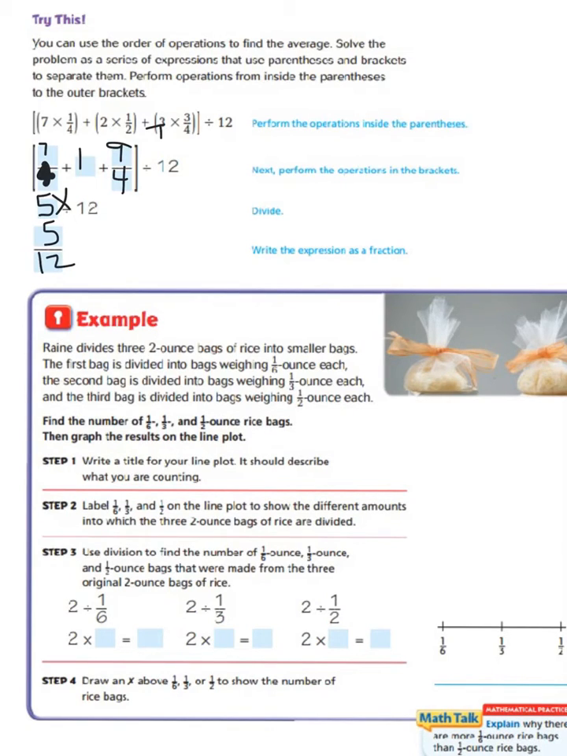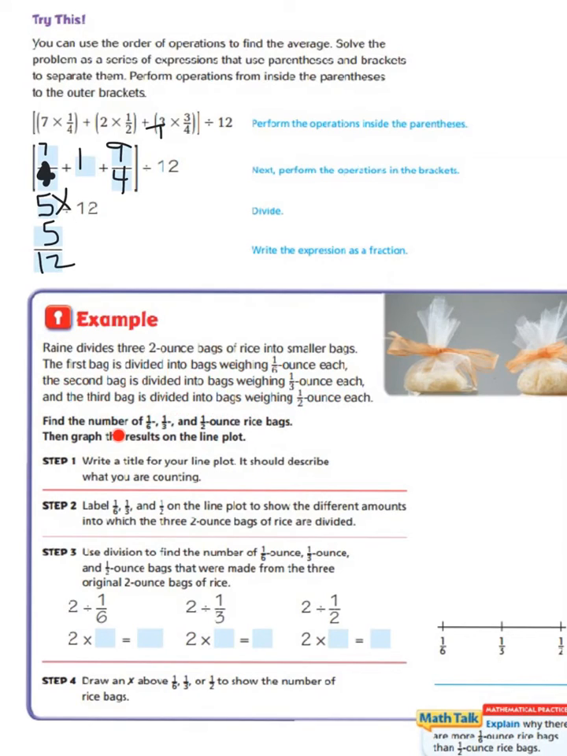Okay, let's look at the next example we have. It says, Rain divides 3 2-ounce bags of rice into smaller bags. The first bag is divided into bags weighing 1/6 ounce each. The second bag is divided into bags weighing 1/3 ounce each. And the third bag is divided into bags weighing 1/2 ounce each.